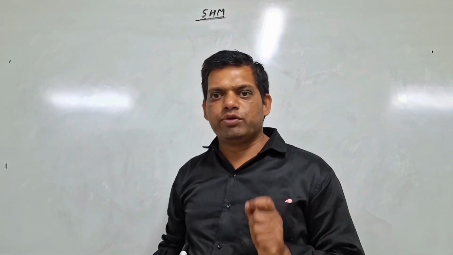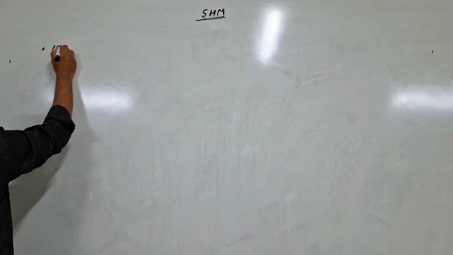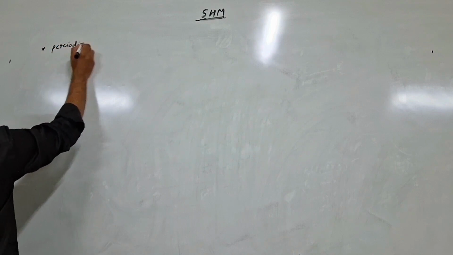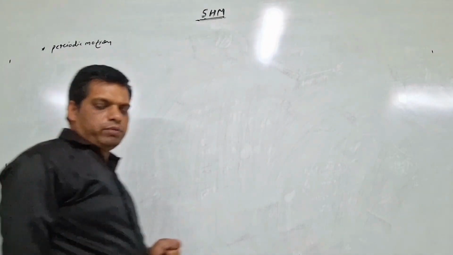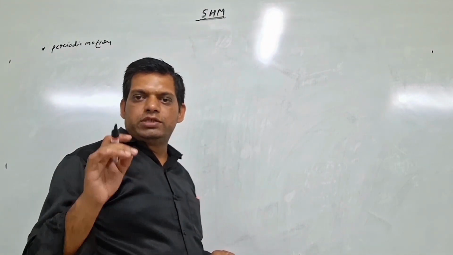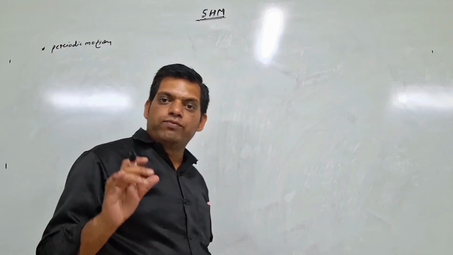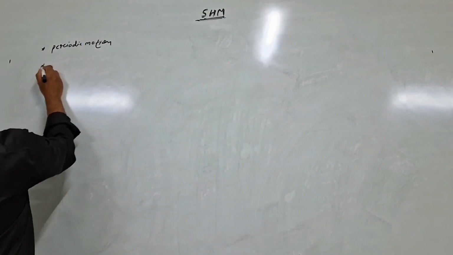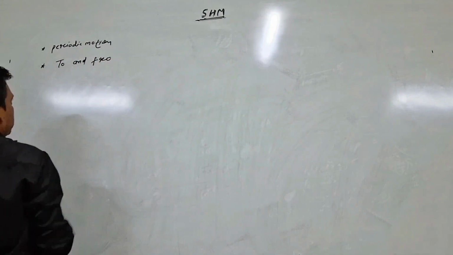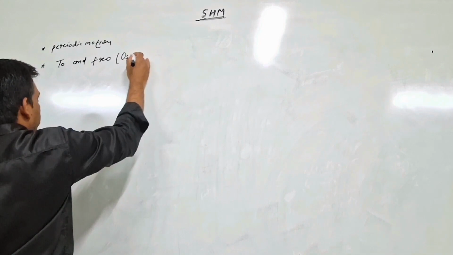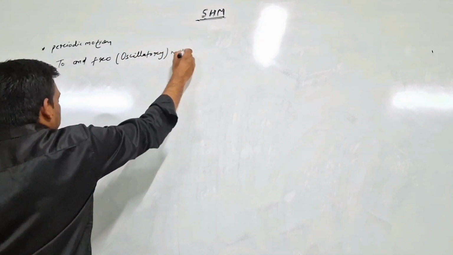So if a motion is periodic motion, that means if the motion repeats itself after a fixed interval of time. Also, if the motion is to and fro motion, that is oscillating motion.